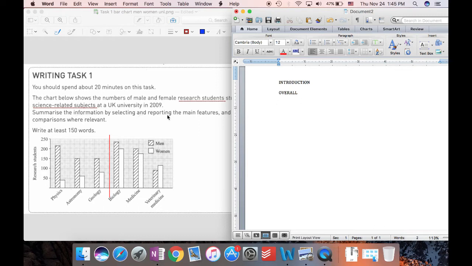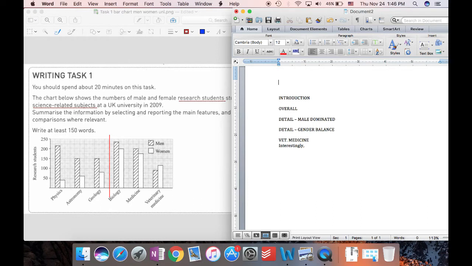Now I've drawn the line in the graph, so the next paragraph will be details about the male dominated subjects, physics, astronomy and geology, and then I will talk about the paragraph where there is more of a gender balance. I think also I might just finish it off with one final paragraph about veterinary medicine. You could start this off with, interestingly, there are more women than men studying veterinary medicine, for example. So there's the structure, kind of 5 paragraphs. You could do this as 4 as well. I recommend a 4 paragraph structure.